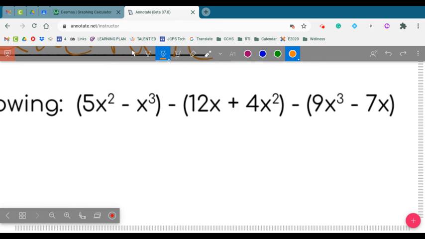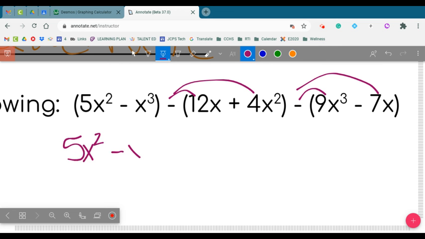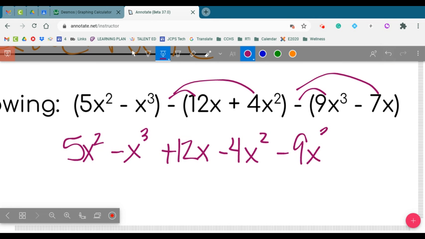Simplify the following. So the first step is I have to distribute these negatives. So the first set of parentheses stays the same. This becomes a positive 12x. This becomes a negative 4x squared. This becomes, oh goodness, negative 9x cubed. This becomes a positive 7x.